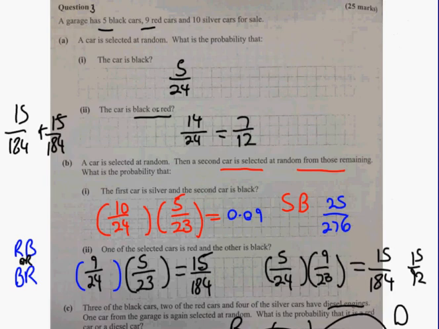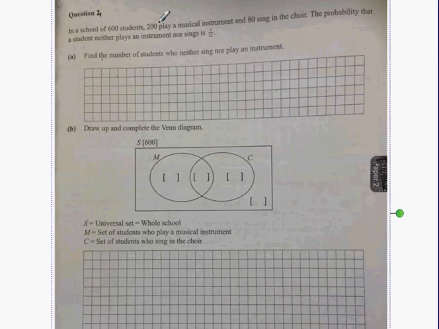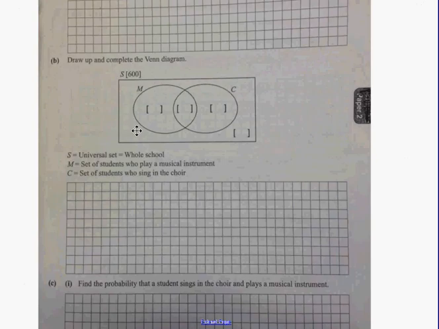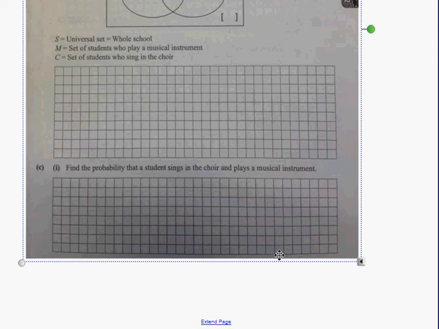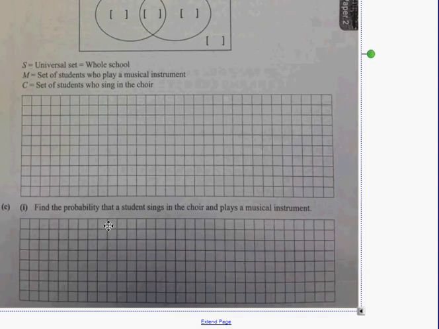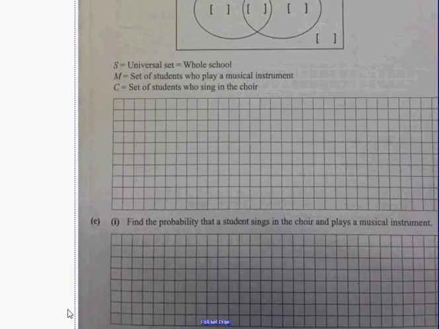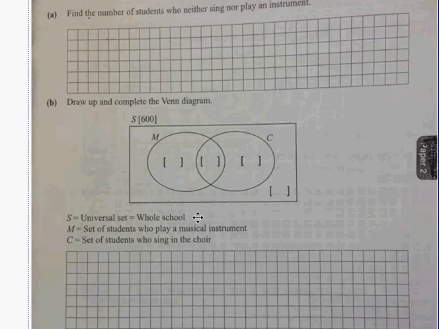Now, number 4, this one here. Now this is an interesting one. This one you found very hard. It would have come from junior cert sets. Remember sets in junior cert? Shh. Okay lads, look at this one.